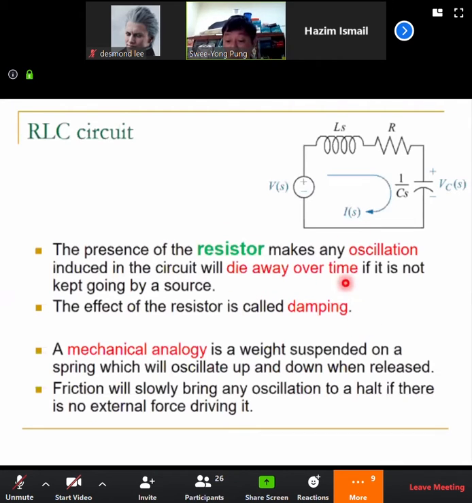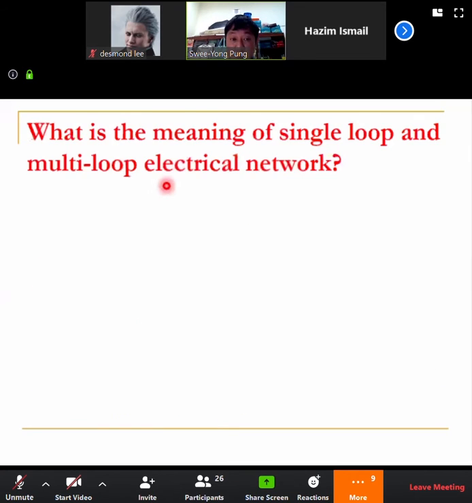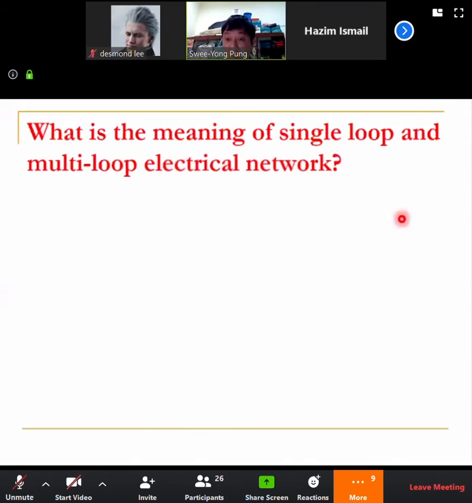Now, RLC circuits, we actually use them in our daily life. I believe we all have used a radio before, okay? When we adjust the knob, we are actually trying to tune the RLC circuit to a certain frequency. So this is one of the common examples that I can give, right? Now, today's topic is to solve problems related to these RLC circuits. Okay, questions? Anyone? That was just a brief intro on RLC circuits.